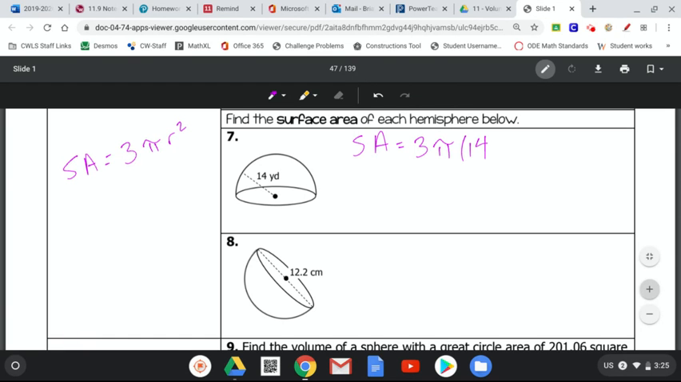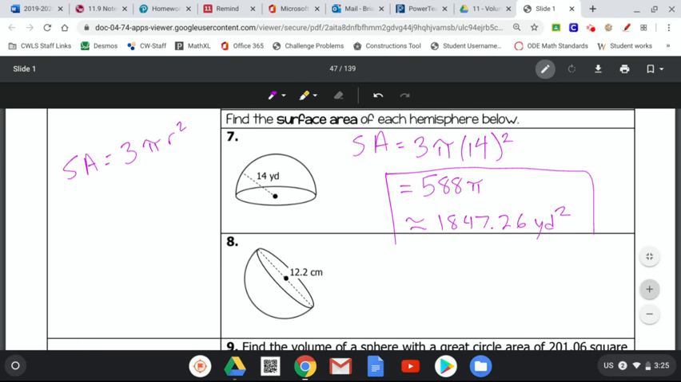So 14 squared, and your exact answer is going to be 588 pi. And the decimal approximation is going to be 1,847.26 yards squared. Okay, so either answer is fine, and you're good to go.